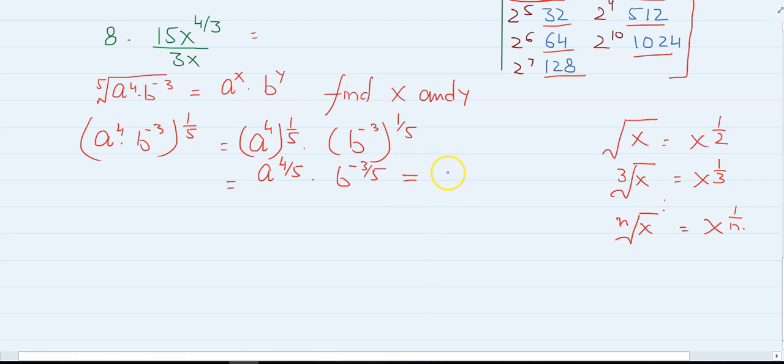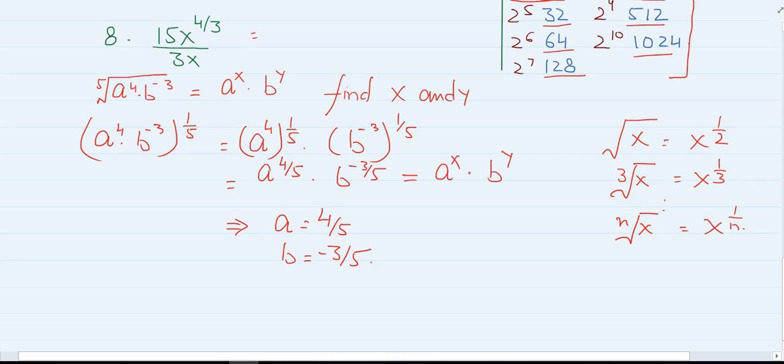If we compare it with a to the power x multiply b to the power y, we can say that x is equal to 4 over 5 and y is equal to minus 3 over 5.